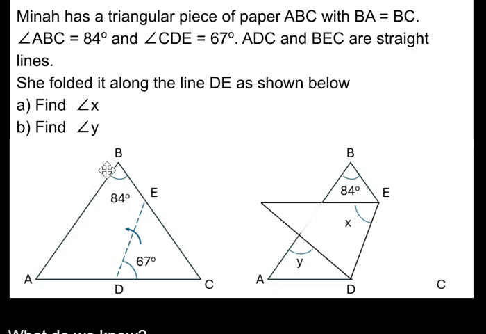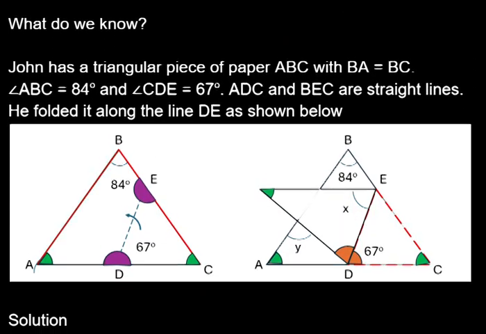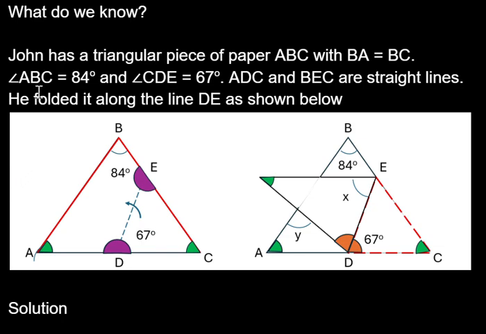So you have a triangle ABC. You know that BA is equal to BC. You also know that this is 84 degrees and this is 67 degrees. And what happened is that she folded it along the line DE. So you're supposed to find angle X and angle Y. Now let's look at what we know from this question itself. It's important to know, based on the information given, what can we find out straight away.